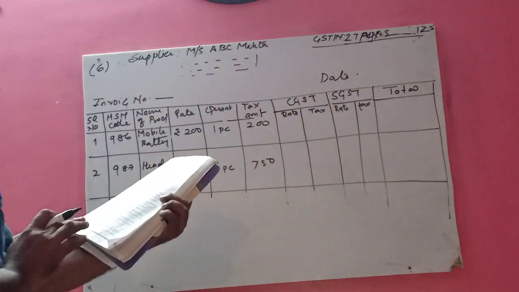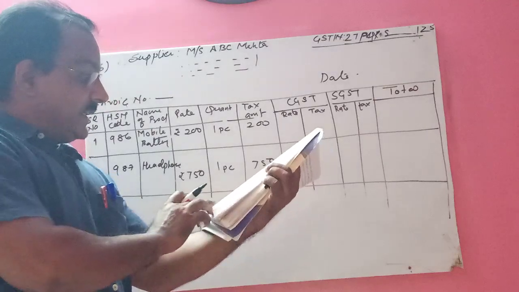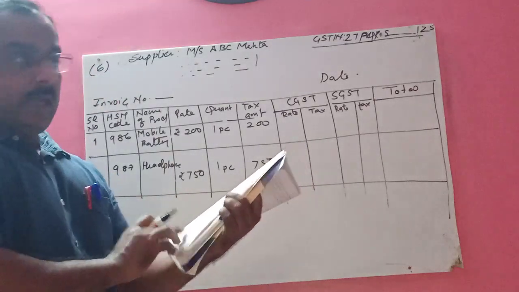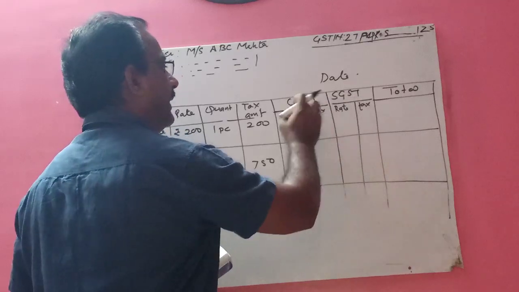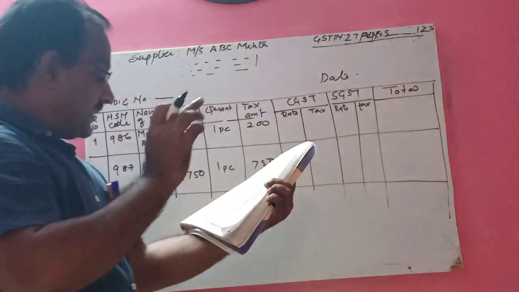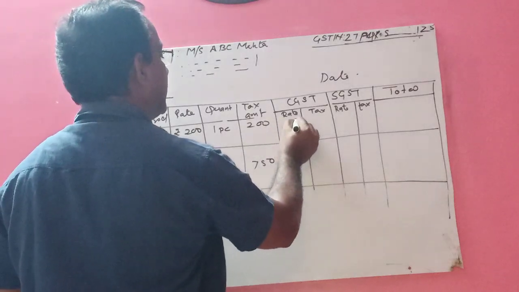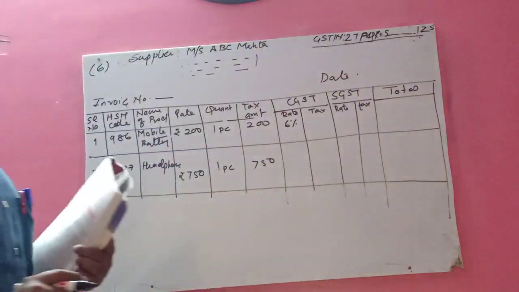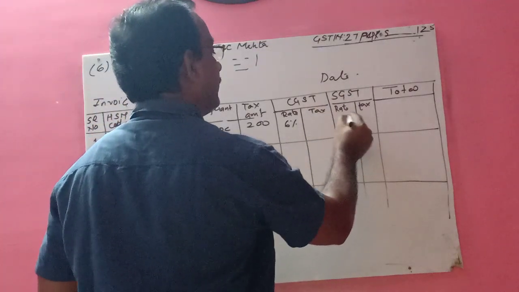See, in the problem CGST and SGST is not written. What is written there? GST is written 12%. And you know that GST is divided into these two parts. So because GST is given 12%, the rate becomes how much? 6%. This will become 6%. And even this also becomes 6%.